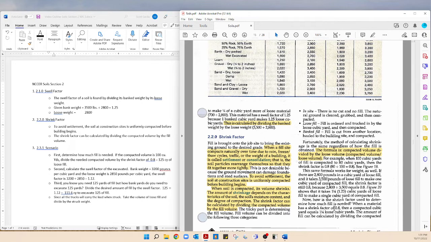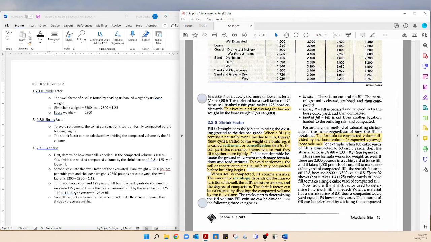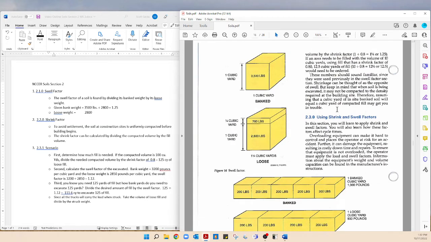I may confuse you by doing that, so let me stick with the book. Now, how is the shrink factor used to determine how much fill is needed? When a material has a shrink factor of 0.8, then the compacted cubic yards equals 1.25, or 1 1/4 loose cubic yards. The amount of fill can be calculated by dividing once again the compacted volume by the shrink factor. 1 divided by 0.8 equals 1.25.